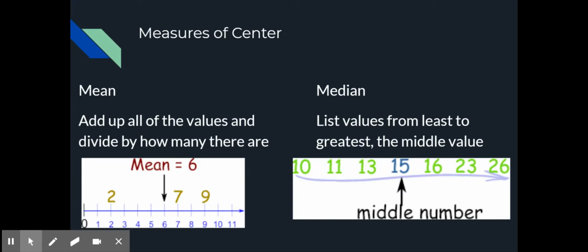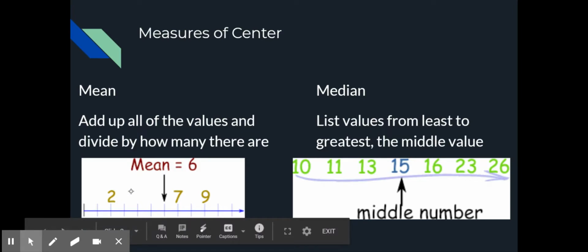Now, sometimes when you see the word mean, that could also be heard as average, and they mean the same thing, where you just add up all of the values and then divide by however many there are. So in the picture, if you add up 2 plus 7 plus 9 and divide it by 3, because there are 3 values, that's how we get 6 as our mean.